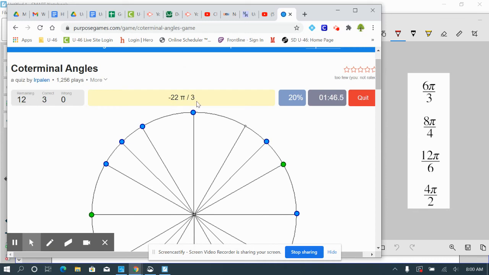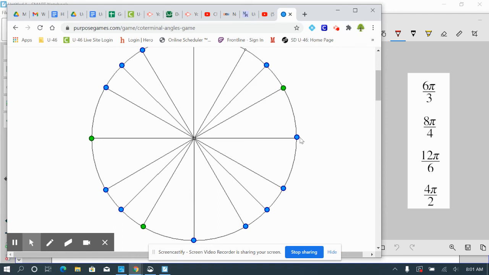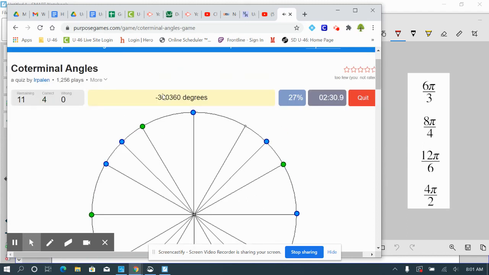Negative 22 pi over 3, this is our last one. So pi over 3, 6 pi over 3s will give you a whole circle. So how many circles can you fit in here? 3 whole circles, because the key number is 18. 18 is 3 whole circles here, because 3 times 6 is 18. So when you remove the 18 pi over 3, you're left with negative 4 pi over 3. So that is the coterminal angle, negative 4 pi over 3. So here's 0, that's negative 1 pi over 3, negative 2 pi over 3, negative 3 pi over 3, negative 4 pi over 3.